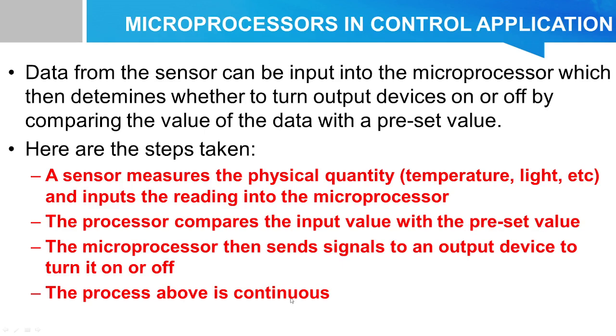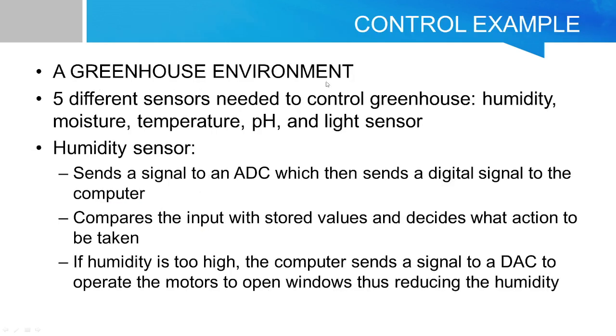Okay, this is an example of the greenhouse. Five different sensors are needed to control a greenhouse. These are usually the sensors which are needed for the greenhouse: humidity, moisture, temperature, pH, and light sensor.